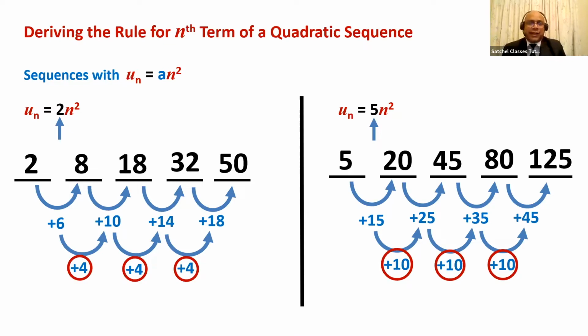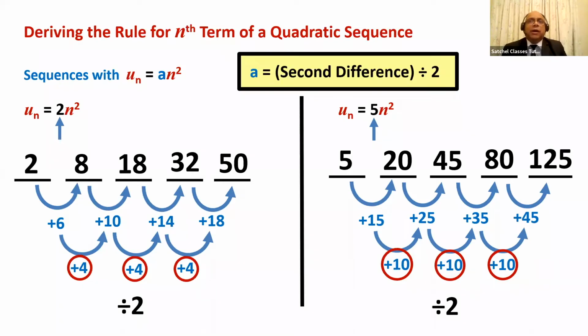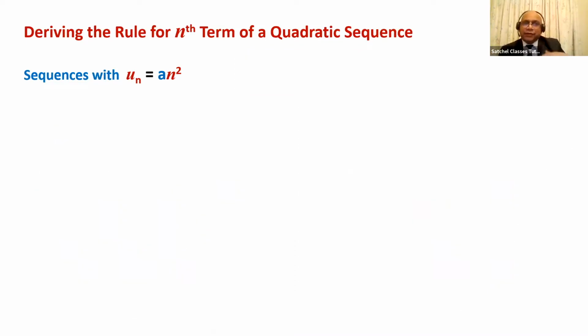Now, in each case, you will realize that the constant second difference is being divided by 2 to arrive at the number which gets multiplied to n squared, which means if the sequence has a rule an squared, then a is found by dividing the second difference by 2. The second difference in a quadratic sequence is constant, so that constant value needs to be halved, divided by 2, to arrive at the value of a, which is the coefficient of n squared in the rule. Remember that, right?